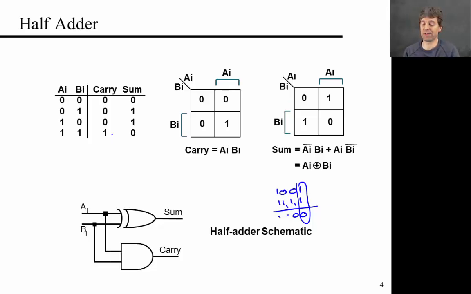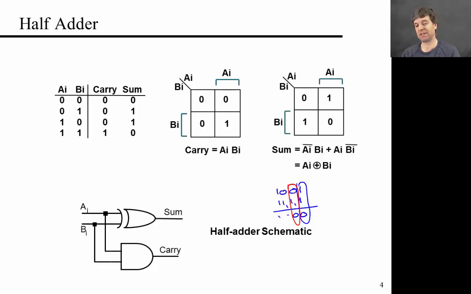From this truth table you can either use the K-maps or just intuition to immediately derive the circuit diagram you see here at the bottom. Now, on the next page, we'll talk about full adders, and that's the circuit you're going to use here.